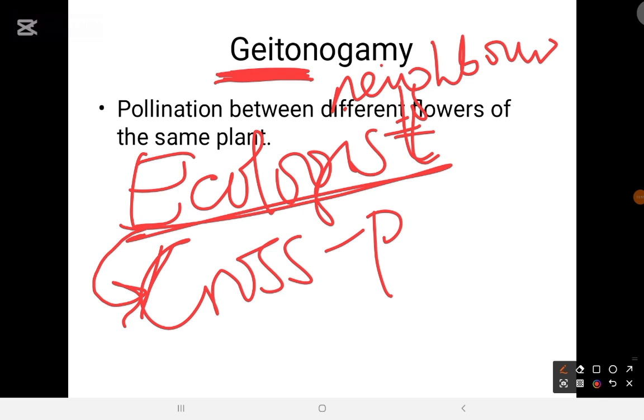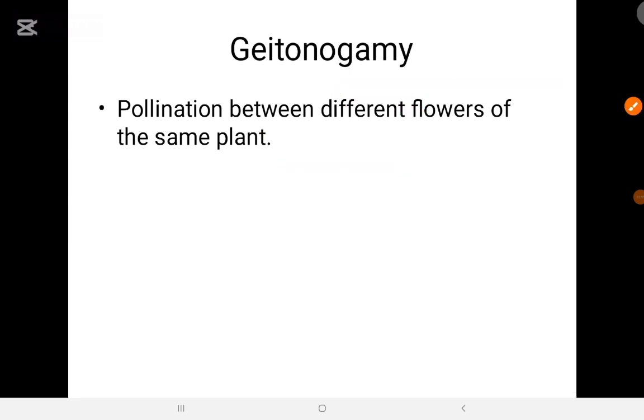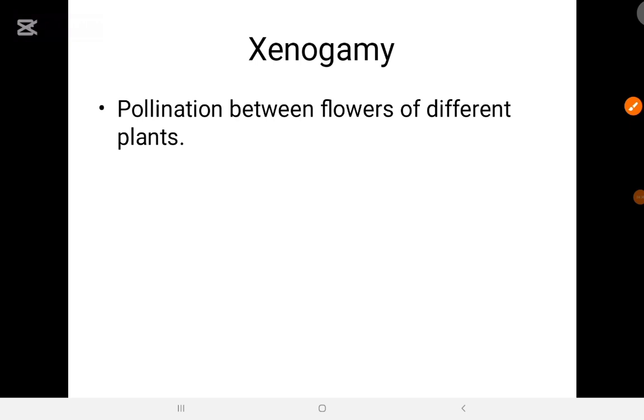But from the geneticist's point of view, since the word actually means neighbor, and they are on the same plant, it simply means they are still self pollination. Okay. Then xenogamy. Xenos means different, so it means pollination between flowers of different plants, but of the same species.